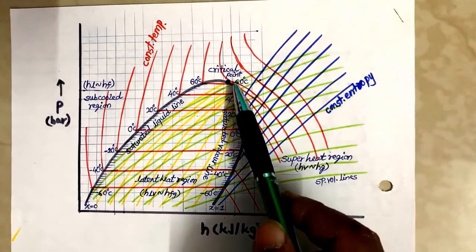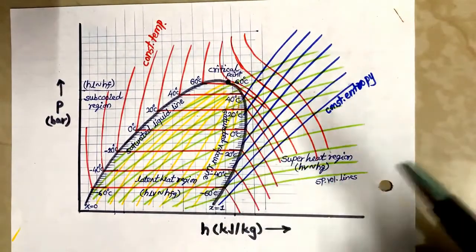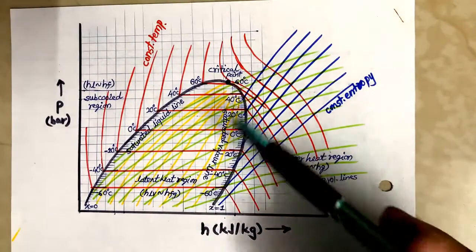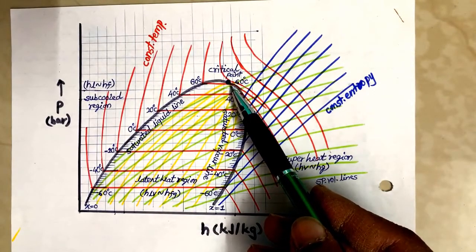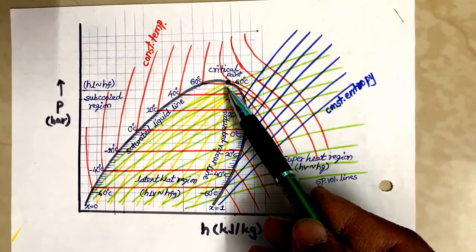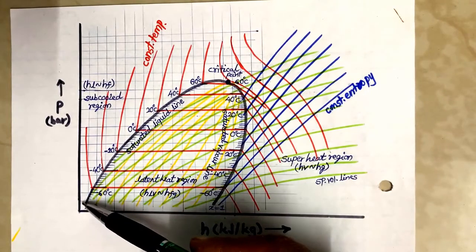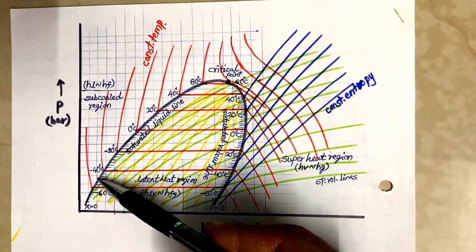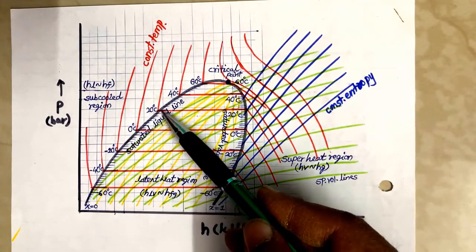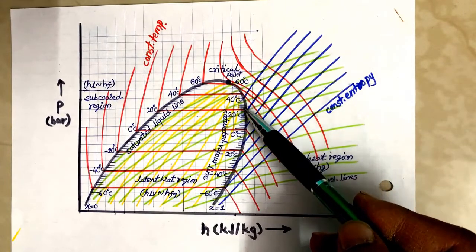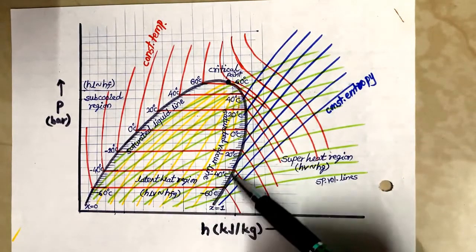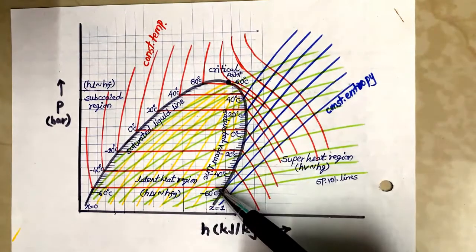curves intersect at a common point that is known as the critical point. So we should represent the critical point also while we are drawing this p-h chart manually. Also represent the temperature scale on the saturated liquid line. The same temperature scale should be on the saturated vapor line.